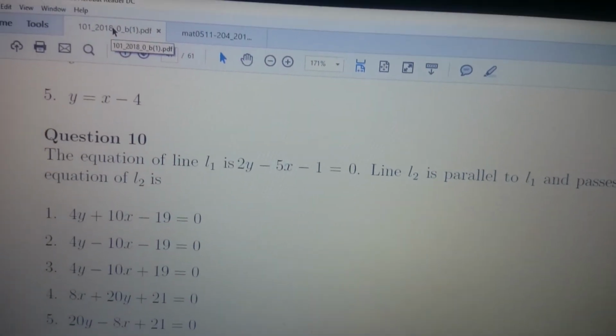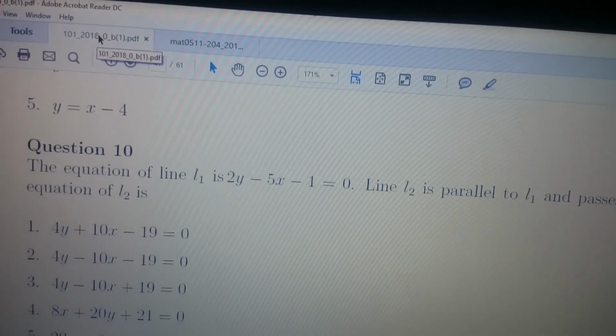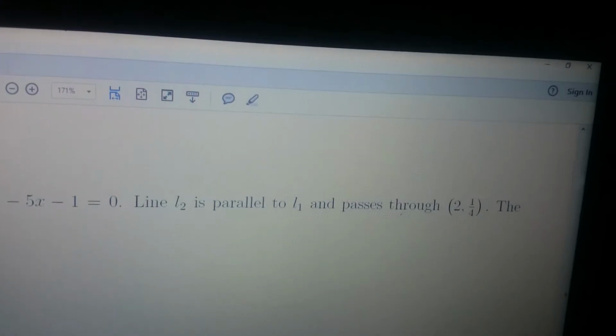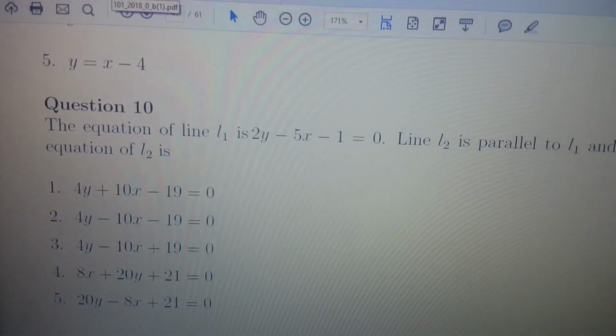Alright, so we go to question number 10. They say the equation for line 1 is 2y minus 5x minus 1 equals 0, and line 2 is parallel to line 1 and passes through (2, 1/4). So the equation of line 2 is, and they give options there, right?